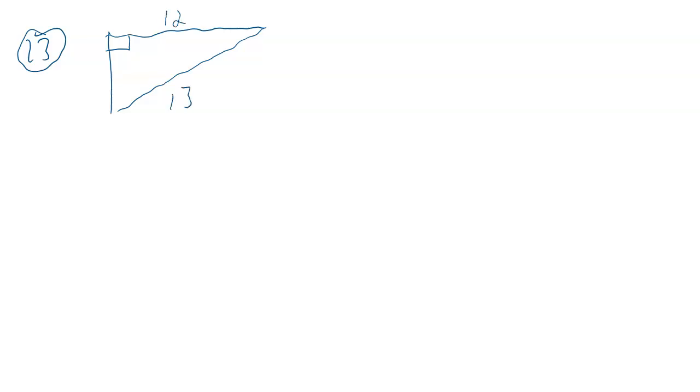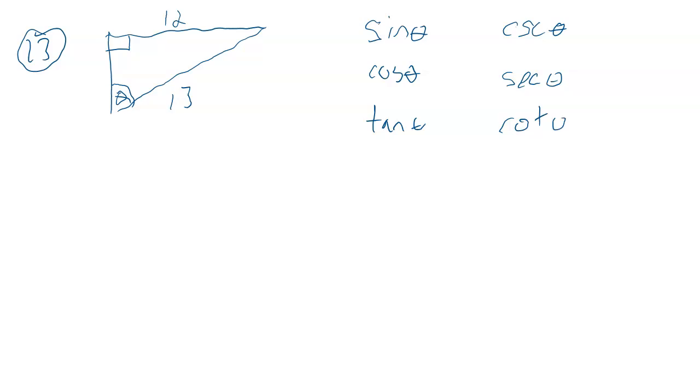All right, find the value of the 6 trigonometric functions for angle theta. This is problem 13, and they give you a right triangle that's flipped over. This side is 12, this is 13, we don't have the third side, and here's angle theta. The triangle's just rotated. They're trying to make it difficult, but it's not that bad. We want to find the 6 trigonometric functions: sine theta, cosine theta, tangent theta, cosecant theta, secant theta, cotangent theta.